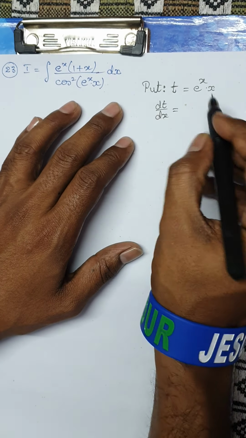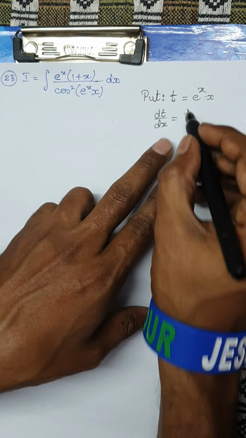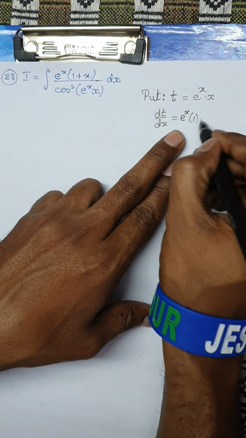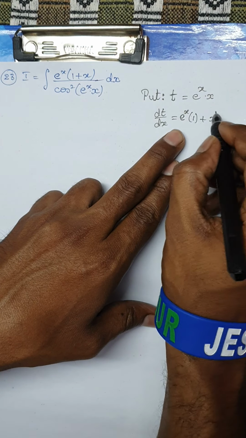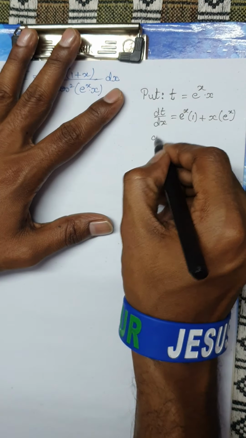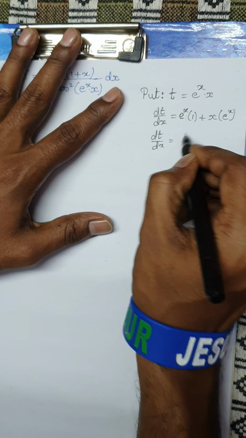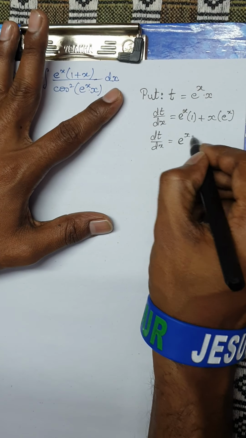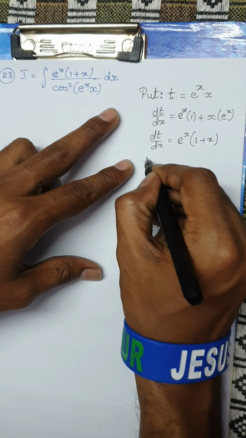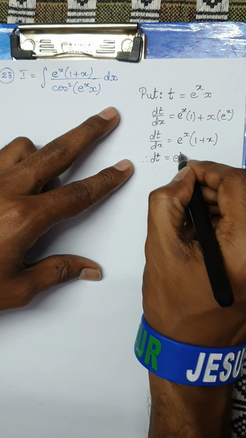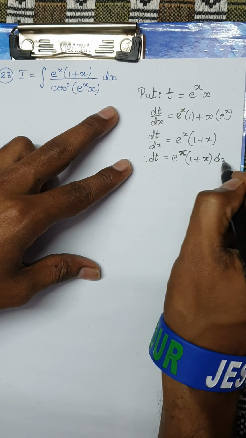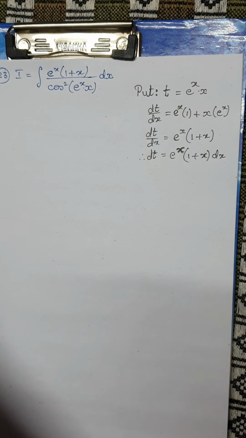Remember, this is the product of two functions, e power x into x. So use the product rule. Keep the first function as it is, e power x as it is, derivative of x is 1, plus now x is as it is, derivative of e power x is e power x. Therefore dt by dx would be, in both the terms I have e power x common, so I am left with 1 plus x. Therefore dt would be e power x into (1 plus x) dx. So this is the substitution part.